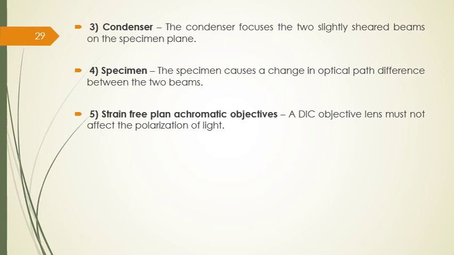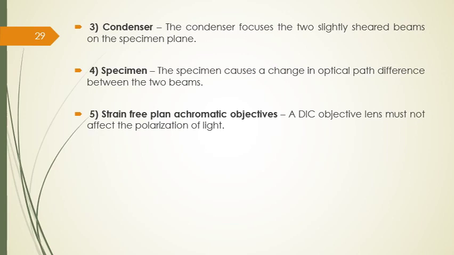Next, we have a specimen. The specimen causes a change in the optical path difference between the two beams. After that, we have the objective, an achromatic objective, and in differential interference contrast microscopy, the objective lens must not affect the polarization of light.